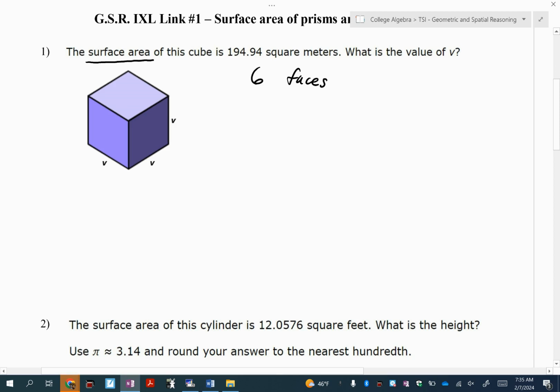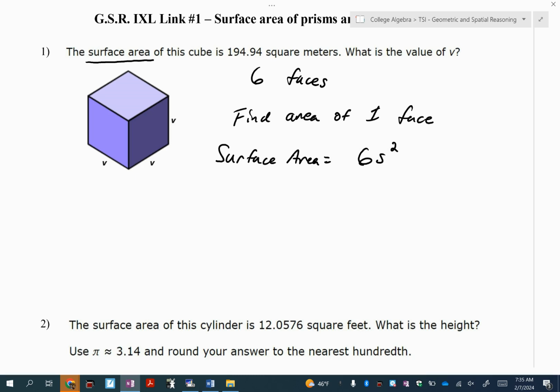So the way you want to try to find this is find the area of one face, right? And if I find the area of one face, since in a cube all of the lengths are the same, you can just take that and multiply it by 6. Okay? So the formula that I've always used for the surface area of a cube is 6 times your side squared. So if you hold up your hand to block out the 6, that s squared is going to give you the area for one face. And then because there are 6 faces, we multiply it by 6.